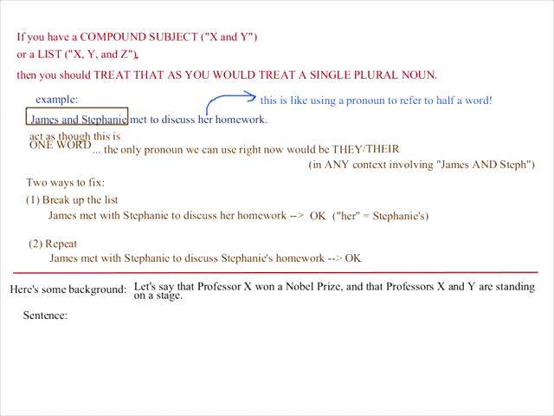"On the stage are Professor X, Professor Y rather, who recently won a Nobel Prize for his work in topic Z." Okay, if you think this sentence is all right, then put yes in the text box. If you think this sentence is incorrect, then put no in the text box. Go for it.